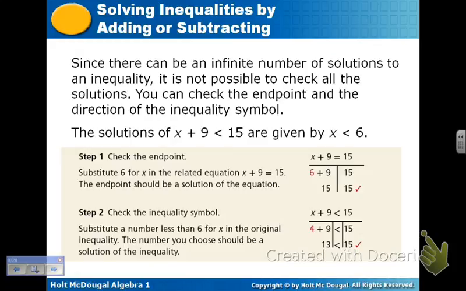Now, if you substituted that 6 into the actual inequality, it's not going to be a solution. So be careful with whether or not you're using the equation or the inequality here, okay? And the reason it would not be is because we've got a less than and not an equal to. And for step 2, check the inequality symbol. Substitute a number that is less than 6 for x into the original inequality, and the number you choose should be a solution of the inequality.